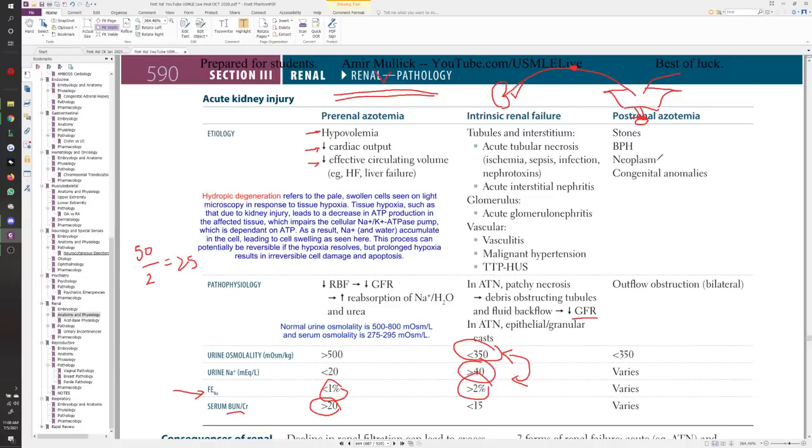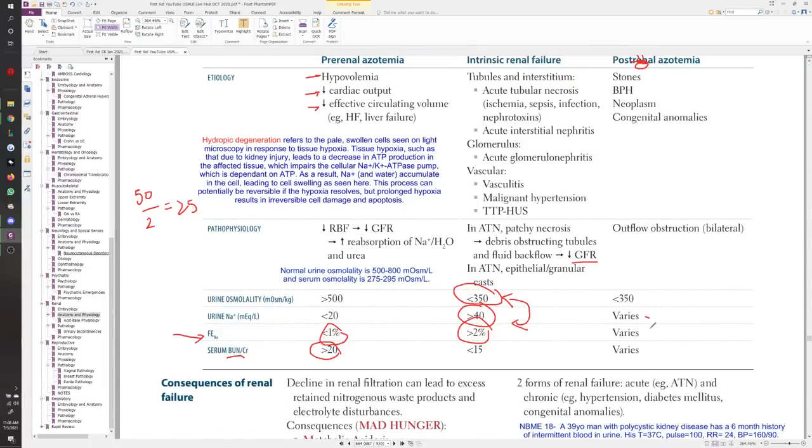Could be a cancer somewhere, any kind of cancer that's causing compression of these things. Again, same thing. And then of course various congenital anomalies can also cause the same issue, right? But these are all post-renal azotemia. So what happens here? Well, it really depends. So we don't really need to worry about this. It just really depends on what's the real problem, right?